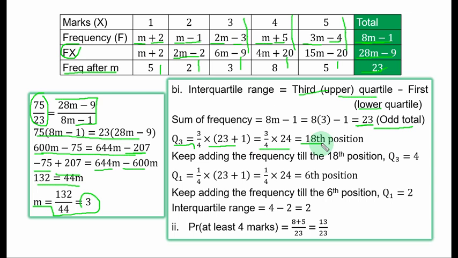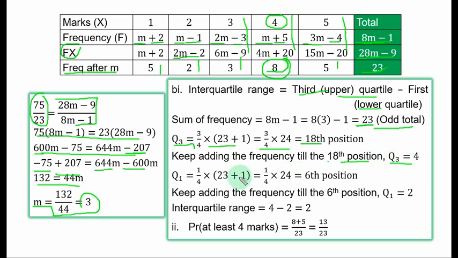How do you get that? You keep adding the frequency till the 18th position. So you come to the frequency row. 5 plus 2 is 7. 7 plus 3 is 10. 10 plus 8 is 18. So 18 is contained or found in this place. And the mark that corresponds to 18 is 4. So therefore, the third quartile is 4.